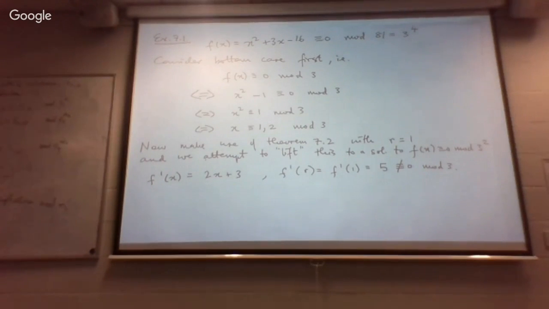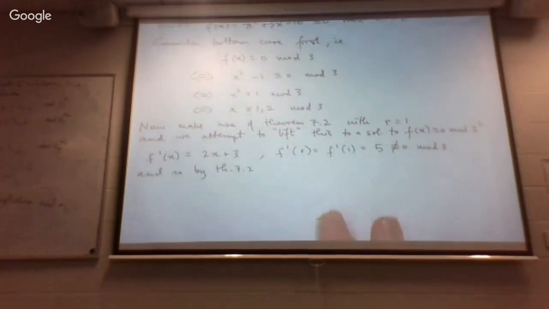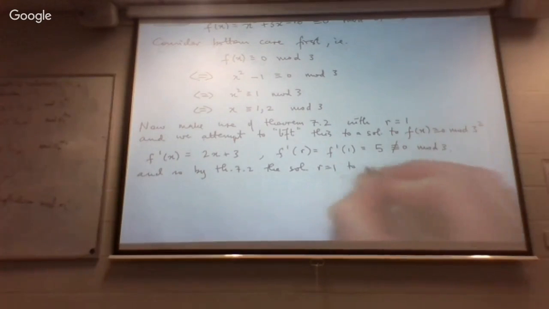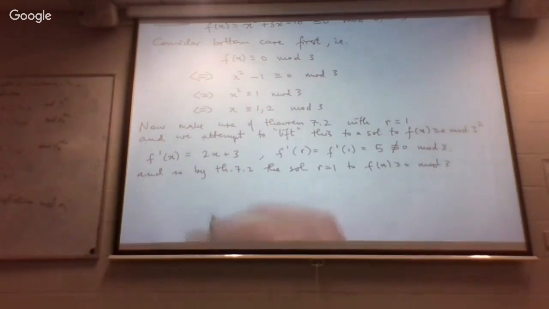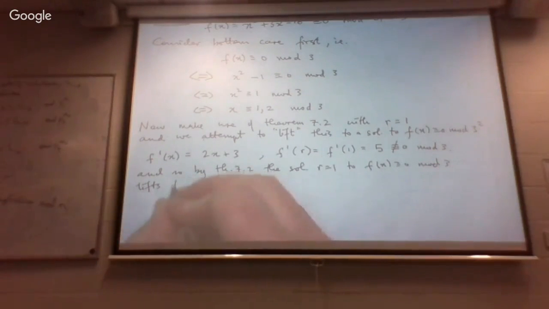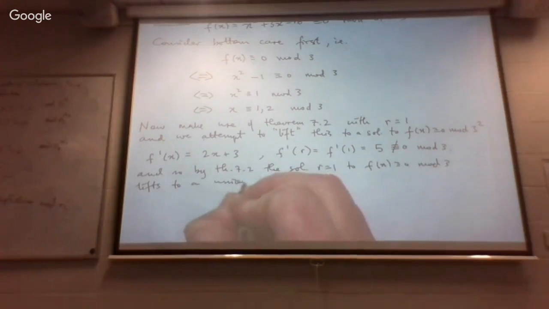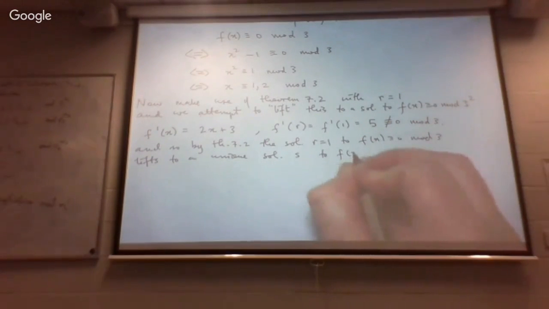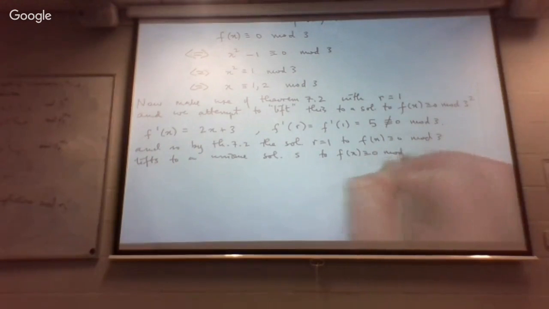Okay, we've evaluated the derivative at r. We've got a non-zero value. And so by theorem 7.2, the solution r equals 1 to f of x congruent to 0 modulo 3 lifts uniquely, or lifts to a unique solution S to f of x congruent to 0 modulo 9. I'm repeating myself a bit there, unfortunately.